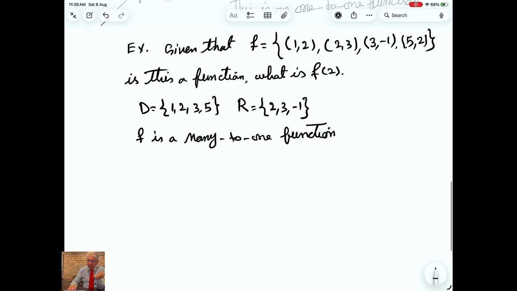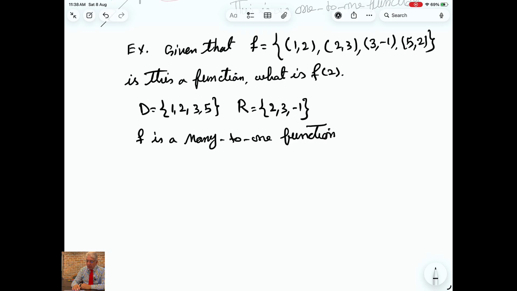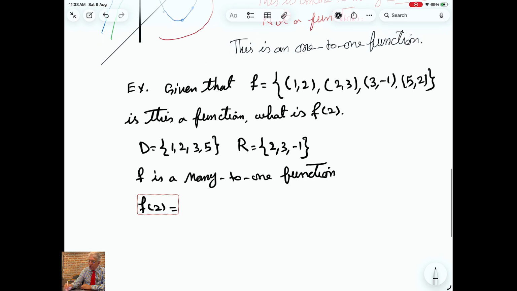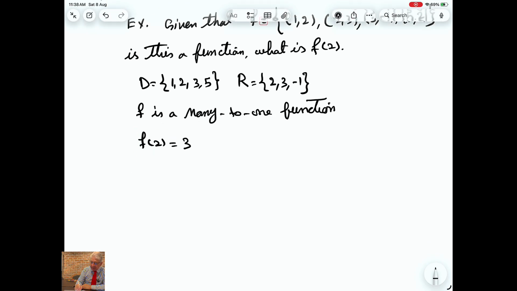Okay? Now, the last part says what is f of 2? Look at this here, f of 2. If f acts on 2, you are going to get 3. Therefore, the answer is 3. Okay, another example.